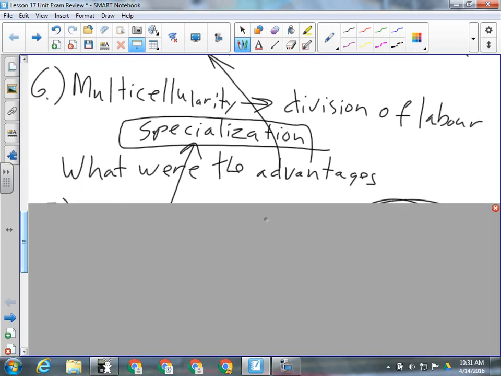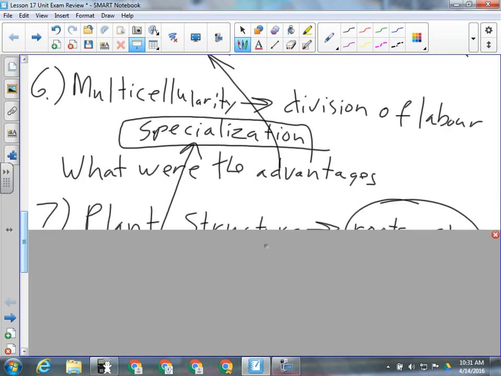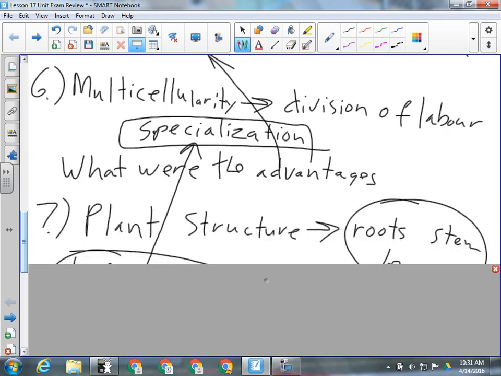And that was actually a quiz question the other day. What was the whole reason for becoming multicellular? All right, 7th thing. Then we got into plants. Need to know the parts of a plant: roots, stem, leaves. What are their jobs?